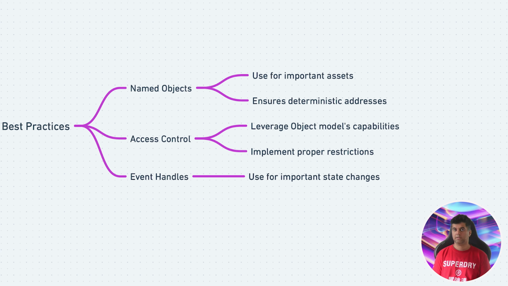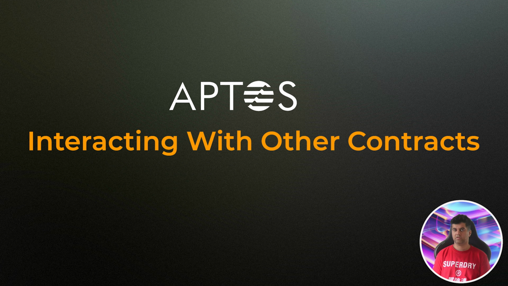Alright, now that you know all this, let's talk about one of the most exciting aspects of smart contract development: making our contracts talk with other contracts. On the Aptos blockchain, this is where things get really interesting. Now, if you're coming from Ethereum or Solana, you might be used to thinking about smart contract interactions in terms of external calls or cross-program invocations. But in Aptos, we've got a slightly different approach. We call it cross-module calls, and it's all about leveraging the power of Move's module system.